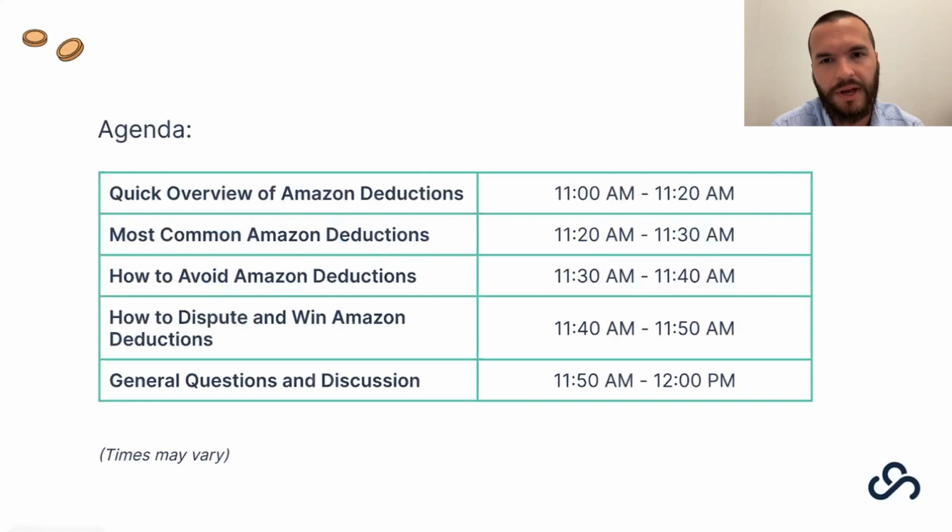Today, I said we'd be talking about Amazon deductions. So we're going to start with a quick overview, do some more general essential information at the beginning. Then we're going to look at some of the most common ones, how to avoid deductions generally, and then we'll get into disputing and winning back, the fun stuff there at the end.